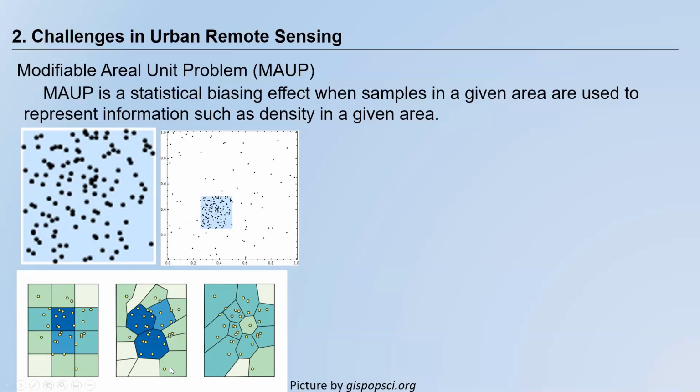Different numbers of small regions, and they have different boundaries. If you calculate the density of dots in each region, obviously you will have totally different results and you will draw different conclusions. That's the reason why dividing a state or dividing a county into small enumeration units is always controversial.